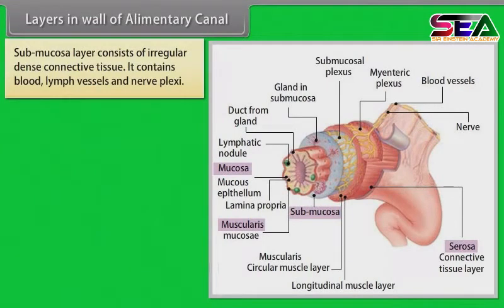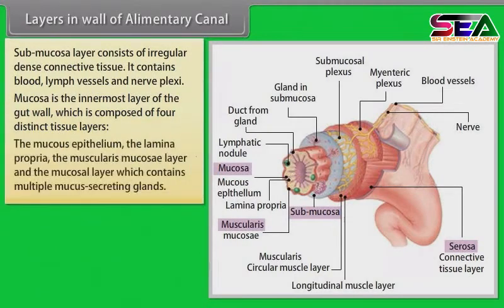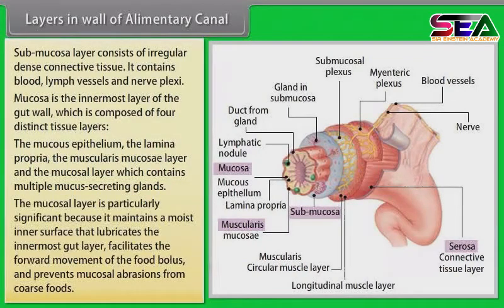The submucosa layer consists of irregular dense connective tissue. It contains blood and lymph vessels and nerve plexi. Mucosa is the innermost layer of the gut wall, which is composed of 4 distinct tissue layers: the mucous epithelium, the lamina propria, the muscularis mucosae layer, and the mucosal layer, which contains multiple mucus-secreting glands. The mucosal layer is particularly significant because it maintains a moist inner surface that lubricates the innermost gut layer, facilitates the forward movement of the food bolus, and prevents mucosal abrasions from coarse foods.